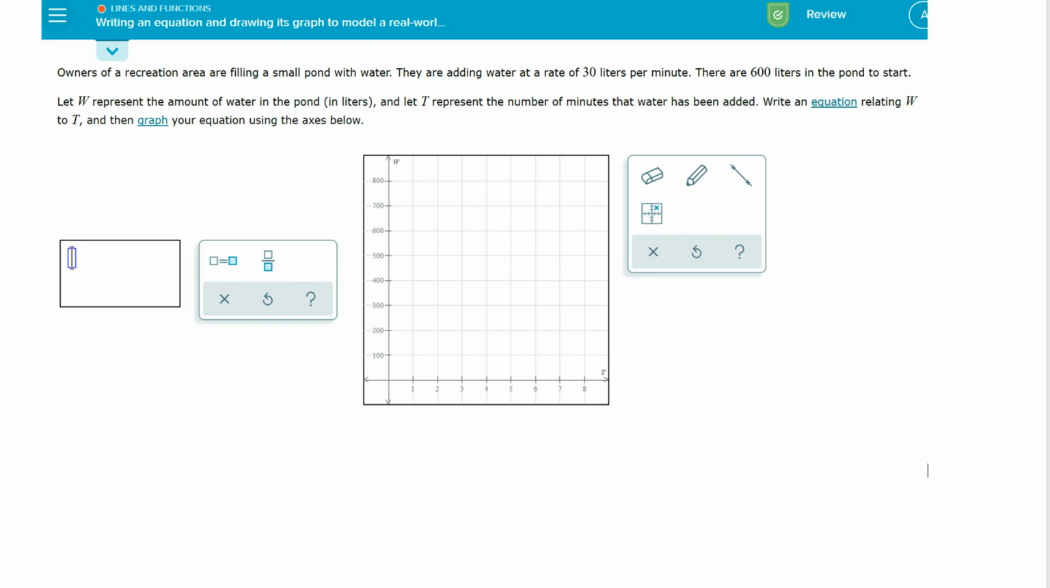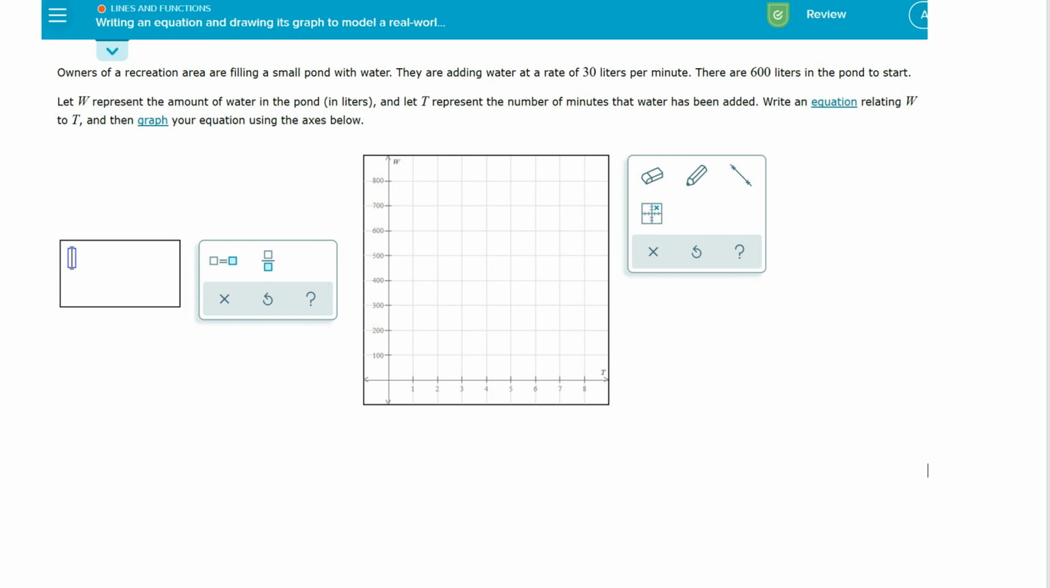Okay, this is writing an equation and drawing its graph to model a real-world situation. It says owners of a recreation area are filling a small pond with water. They are adding water at a rate of 30 liters per minute. There are 600 liters in the pond to start.